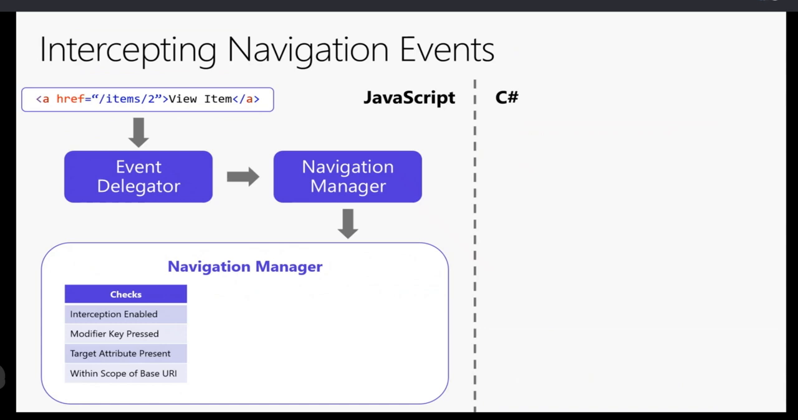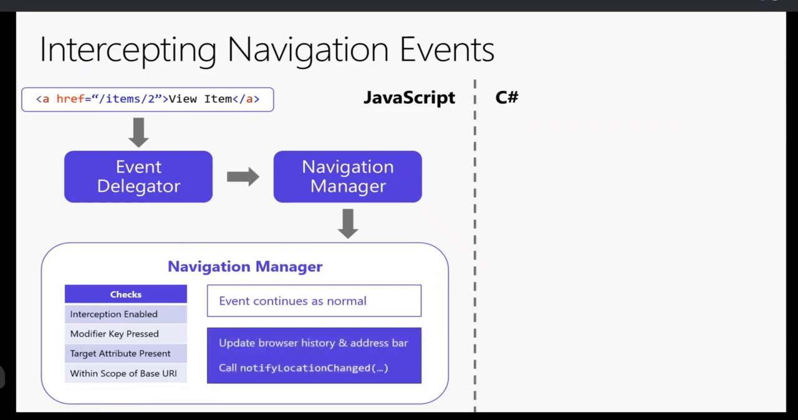So once all these checks happen, if any of them fail for whatever reason, then the event is allowed to continue as normal. So that will execute down its normal path. However, if all of these checks pass and the navigation manager feels it should deal with them, it's going to do two further things. It's going to update the browser history in the address bar. So I touched on this in the earlier slides. This gives us that feeling of navigation, okay? And it means that things like the forward and back buttons on the browser are going to work and things like that. And then the next thing it does is it calls a function called notify location changed.